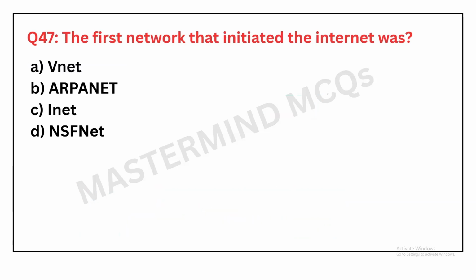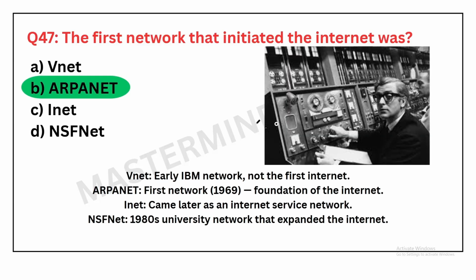Question number 47. The first network that initiated the internet was option A, VNet, option B, ARPANET, option C, INET, option D, NSFNet. Right answer is option B, ARPANET. The internet began with ARPANET, which was created by the US Department of Defense in 1969. It was the first real network to use packet switching and became the foundation of today's internet.